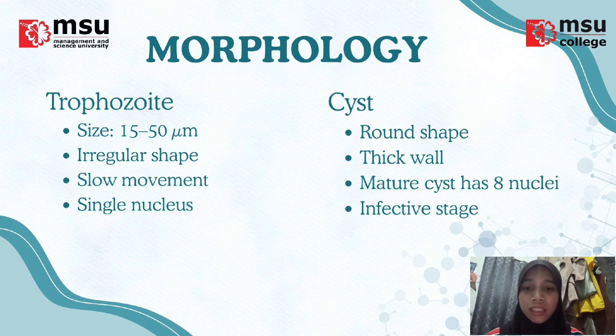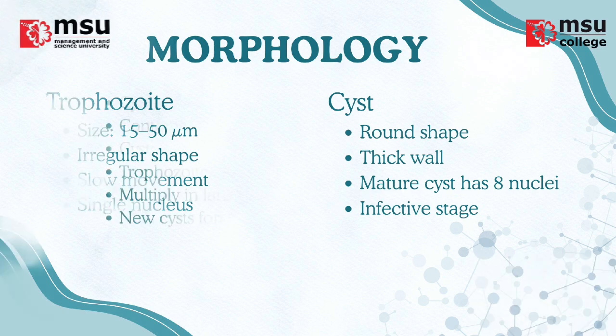The cyst. This is the survival and infective stage. It is distinctly round. Enclosed in a protective thick wall and, as mentioned, a fully mature cyst houses 8 nuclei. This structural resilience allows it to survive outside the human host.